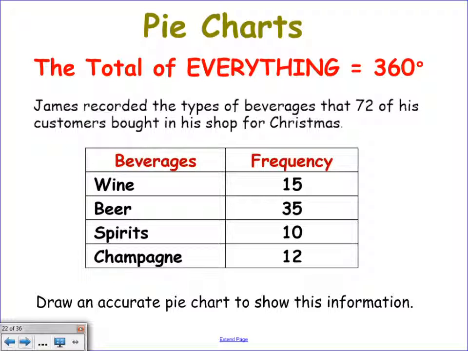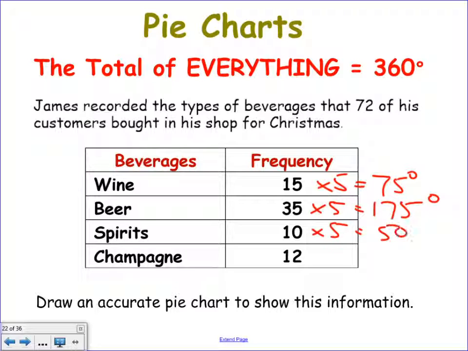So you need to go back to your frequency table and plot 15 times 5, that's 75 degrees. Yeah? So I've got 15 customers at 5 degrees per customer is 75 degrees. 35 customers at 5 degrees, 175 degrees. 10 customers at 5 degrees is 50, and 12 customers at 5 degrees is 60 degrees. Okay? Those must add up to 360, because that's all your data going into your pie.